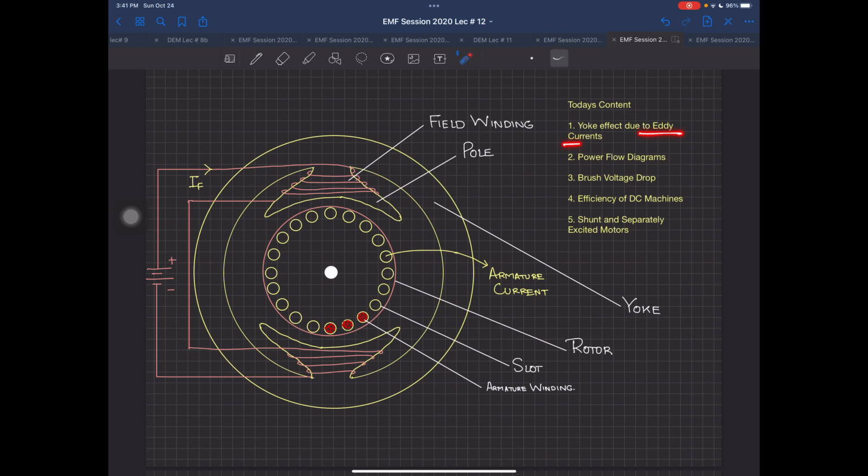Now eddy currents, as we all know, as I told you in the transformer case when we were talking about the transformer excitation from an AC source, are always going to be produced whenever there is a rate of change of flux. Now, if your flux is not changing, then there is no way that eddy currents can be produced. So in a DC machine, as the name speaks out, there is actually no change in flux.